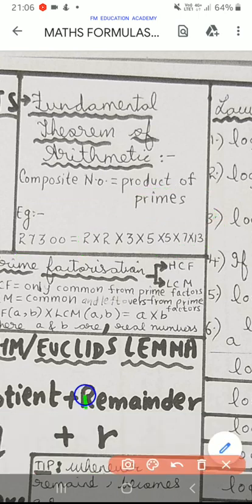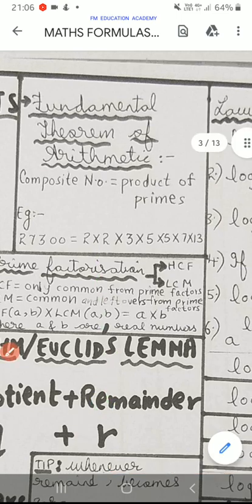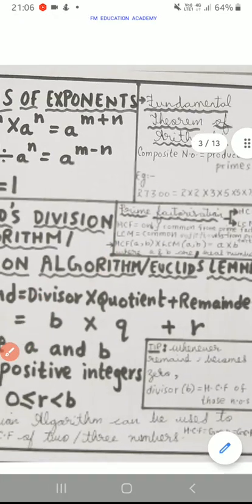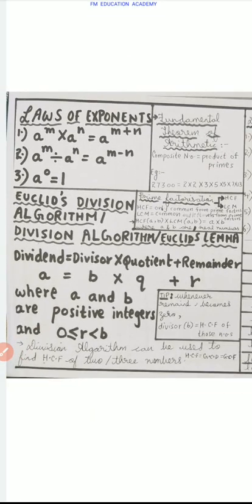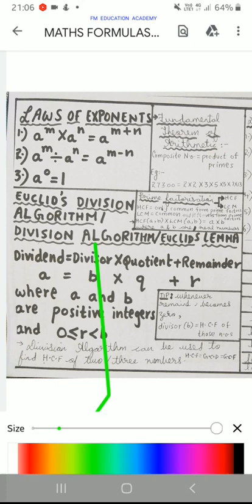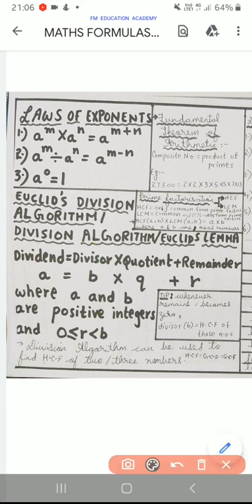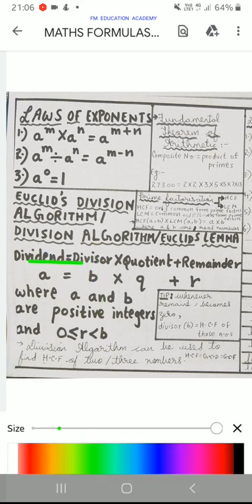Okay, then you have Euclid's division lemma, which is also called Euclid's lemma, which is also called the division algorithm. What does that algorithm say? It says that dividend is equal to divisor into quotient plus remainder, that is a equals b into q plus r, where a and b are positive integers and the value of the remainder r lies between 0 and b.